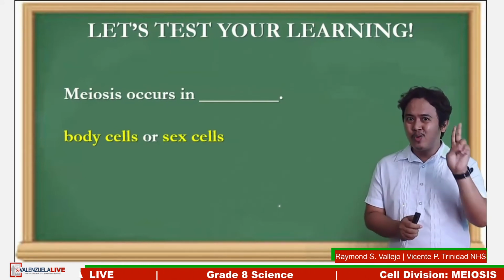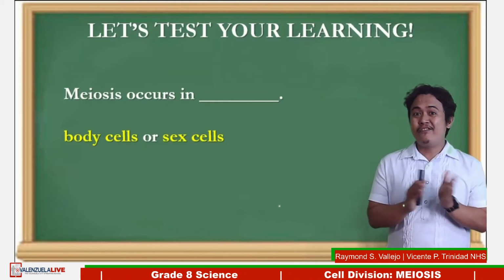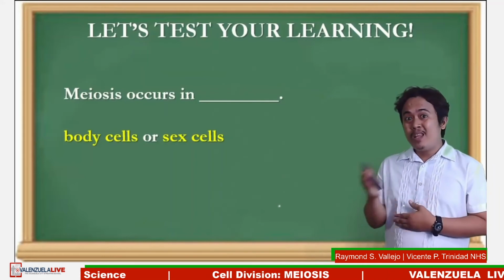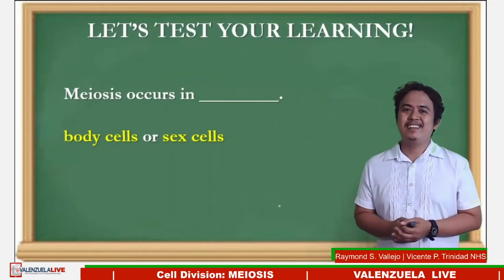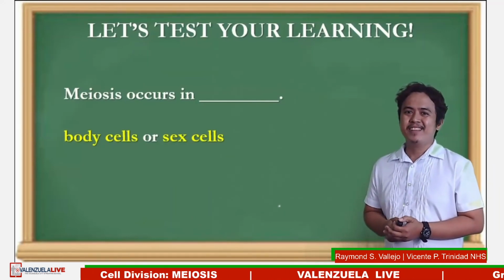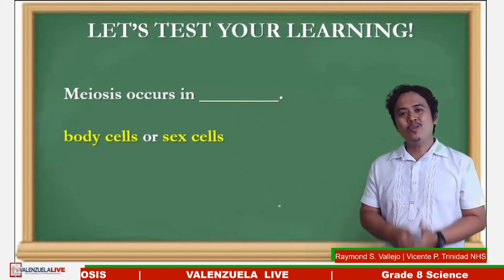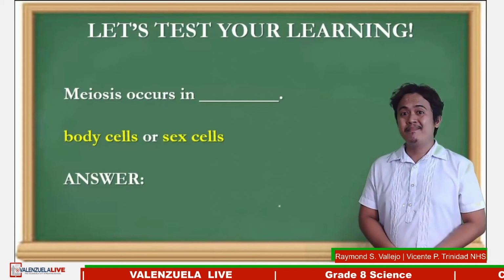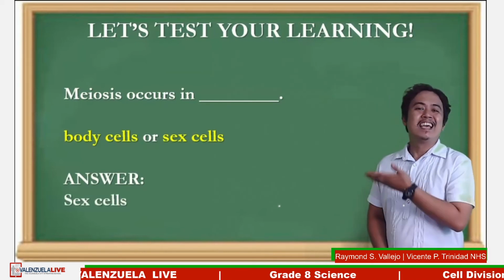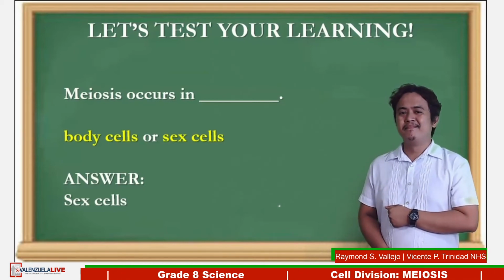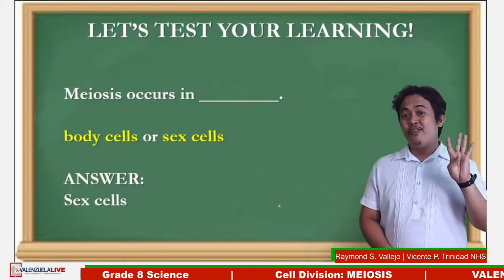Recall, we have two kinds of cell division. Recall, what are the differences between these two types of cell division? Now let's see. The correct answer is meiosis occurs in, yes, it occurs in sex cells. Let us now proceed to the fourth item.